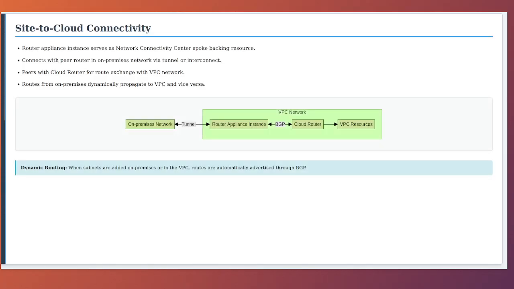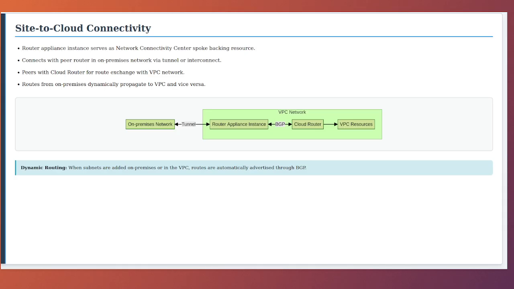Site-to-cloud connectivity pattern. Now let us examine the first major use case for Router Appliance, which is connecting an external site to a VPC network. This is the classic hybrid connectivity scenario where you need to establish communication between your on-premises data center and your Google Cloud resources.